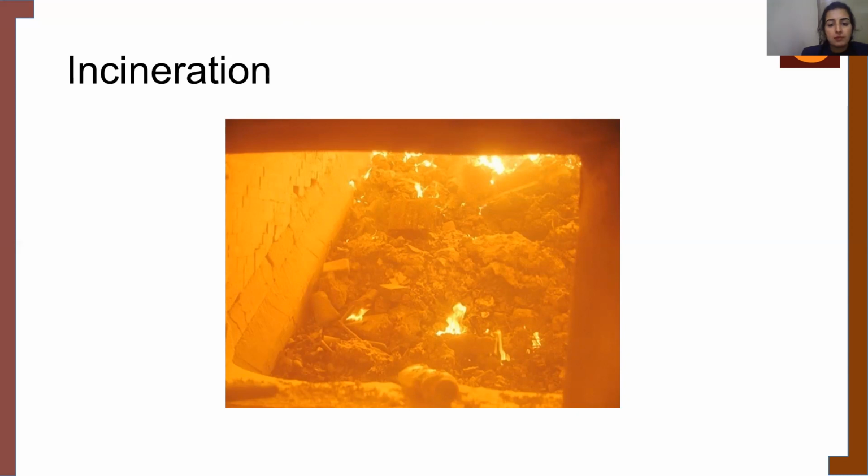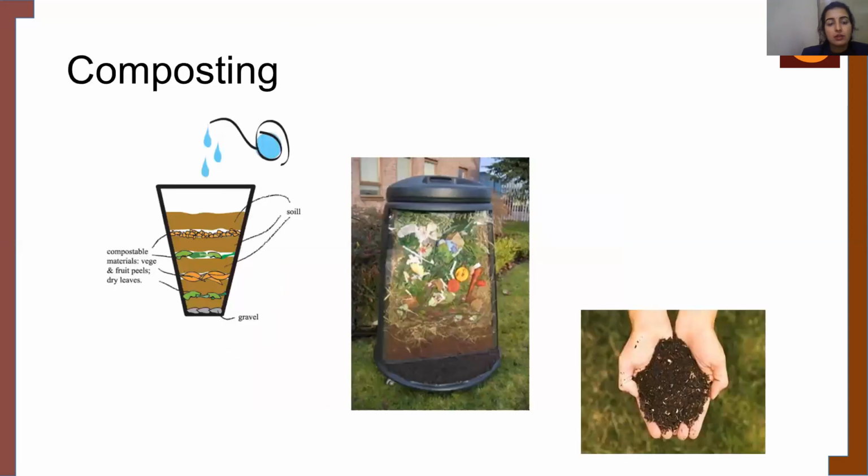Next is composting. It is a very popular method for disposal of biodegradable waste. During composting, microorganisms like bacteria and fungi decompose the plant and animal waste into organic matter or manure. Waste needs to be separated into biodegradable and non-biodegradable waste before composting.